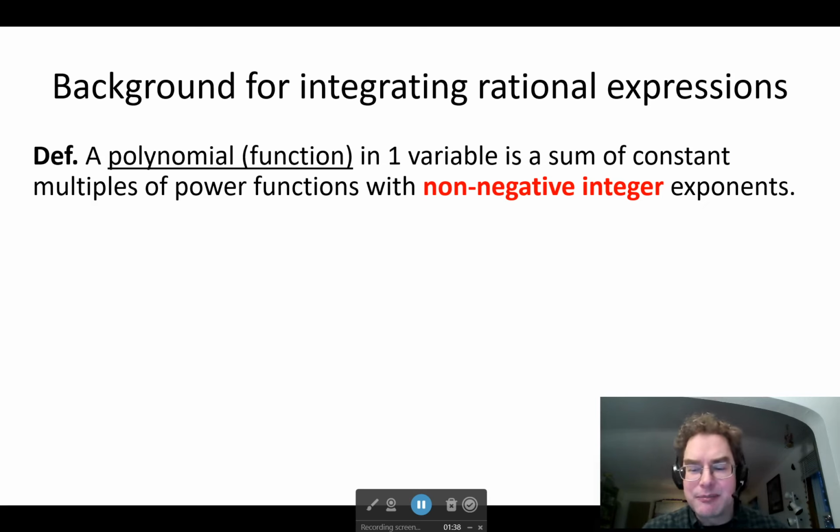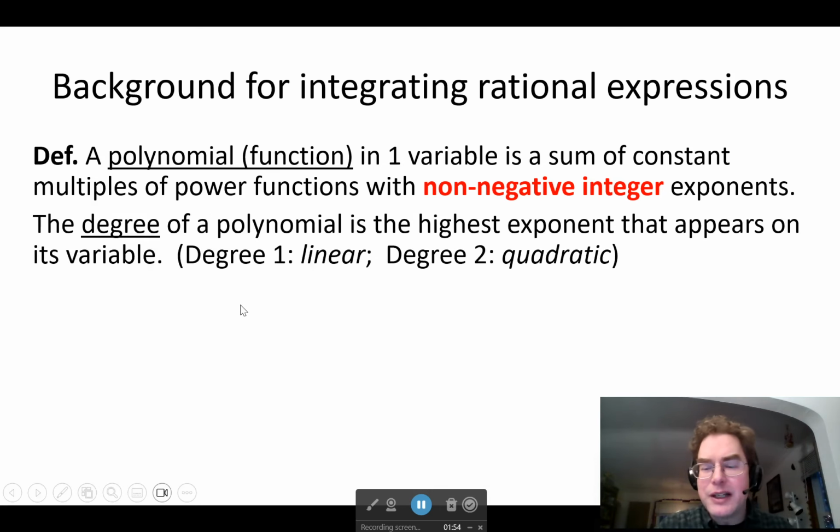So the exponents have to be numbers like 1, 2, 3, and so forth. You cannot have negative exponents. You cannot have fractional exponents or an exponent of pi or anything weird like that. They can only be non-negative integers. And then the degree of the polynomial is just the highest exponent that you see on any variable. Now, we'll see coming up in our work here two special types of polynomials based on their degrees. A degree 1 polynomial is typically called a linear polynomial, and a degree 2 polynomial is called a quadratic polynomial.